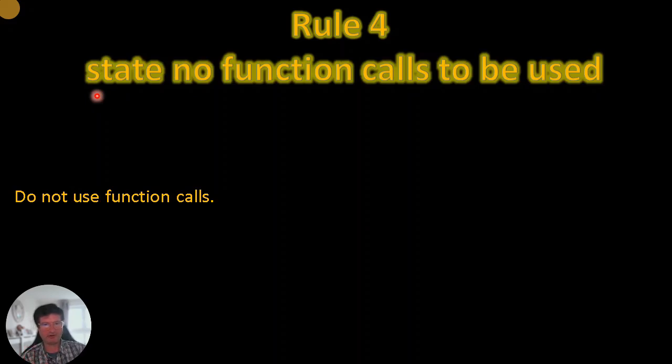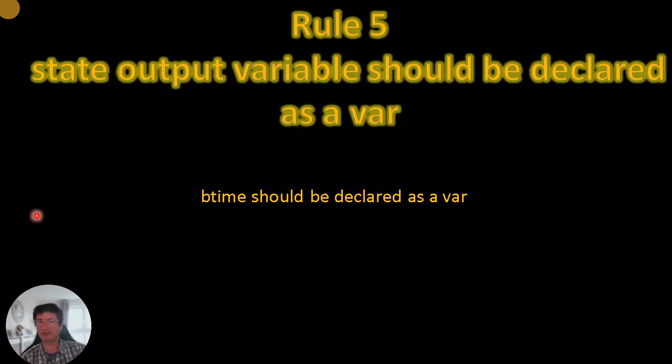On to rule 4. I'm not going to talk a lot about this. We simply are asking it not to use function calls. I know it means that we'll get less efficient code, but less efficient code that works is better than really efficient code that doesn't work.